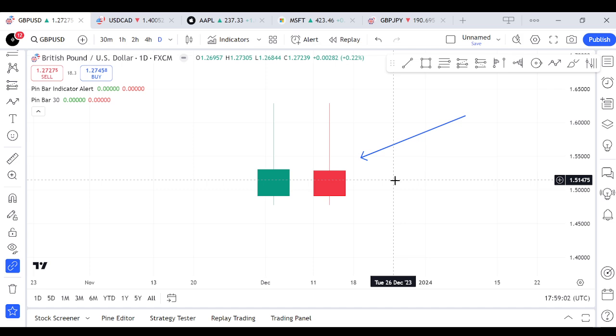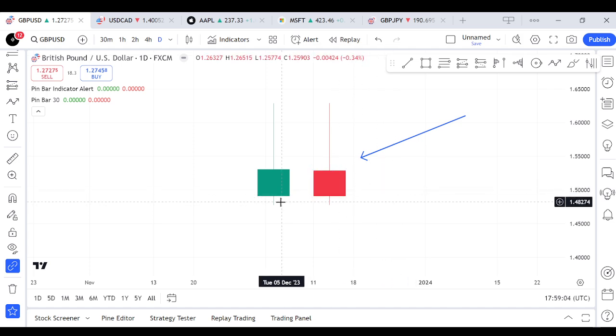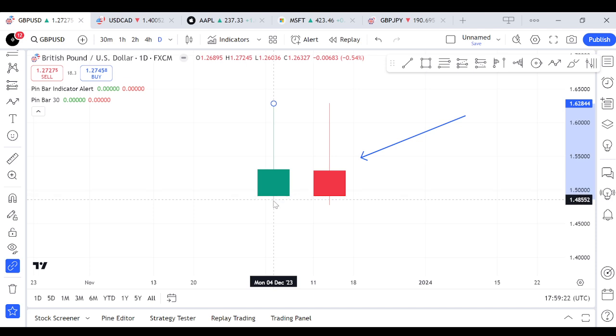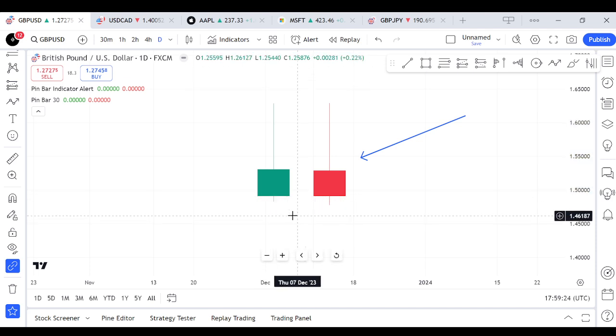The next characteristic is little to no lower shadow. There should be little to no lower shadow or wick, and this suggests that the selling pressure was not strong enough to push prices significantly lower after the initial buying surge. So there may be no lower wick, or just very little, like this.